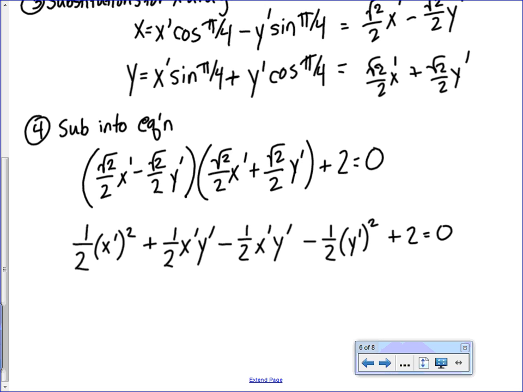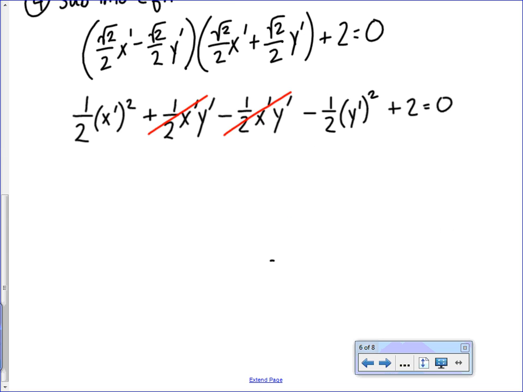Now, what you notice happens that is very good for us. The x prime y prime terms cancel, which is what we want, right? If you have an x prime y prime left over at this point, you know you've made an error because you haven't eliminated the b term. So always these things should cancel. And the rest of our work is really just simplifying.